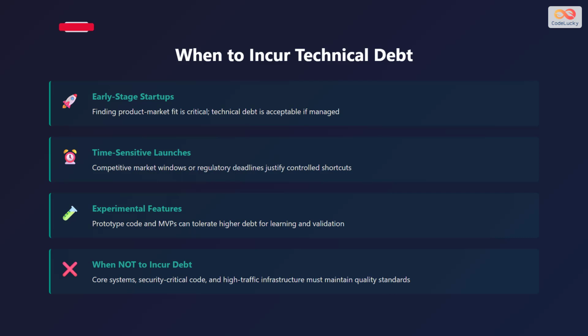The question isn't whether to incur technical debt, but when it's appropriate. For early-stage startups, finding product-market fit is critical, so technical debt is acceptable if managed properly. Time-sensitive launches like competitive market windows or regulatory deadlines justify controlled shortcuts. Experimental features like prototypes and minimum viable products can tolerate higher debt for learning and validation. However, there are places where you should never incur debt. Core systems, security-critical code, and high-traffic infrastructure must maintain quality standards because the costs of failure are too high. Understanding these boundaries helps you make smart decisions about where debt is acceptable.